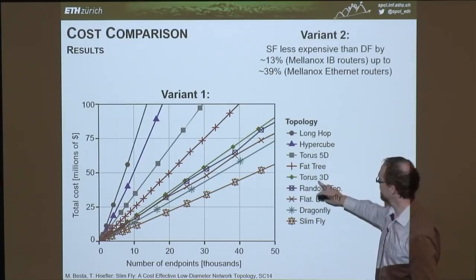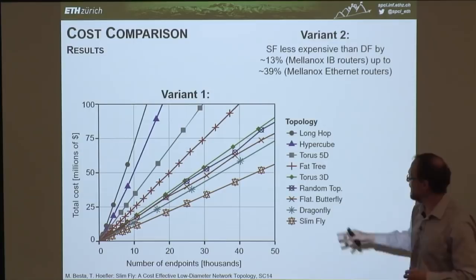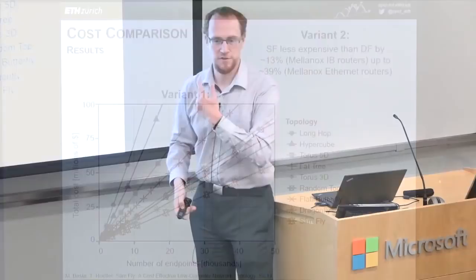And here we see, just to pick out one, the fat tree is here. Slimfly is, of course, the cheapest one. Dragonfly is slightly more expensive. So there's this factor of 2 here, typically, and the factor of 1/3 here. And then you could look at Torus. Torus is even more expensive, but this is something to look at with more time. Just believe me, it's the cheapest network, and the Moore bound would be slightly below here, like 10% or so.